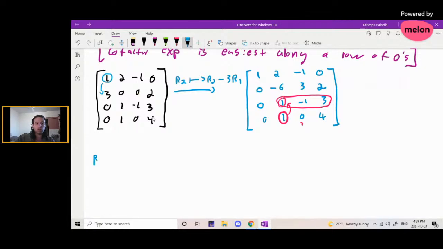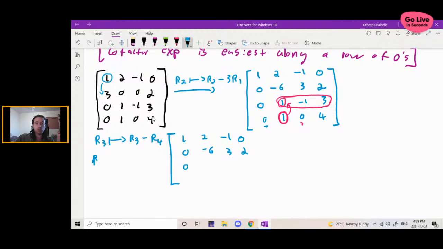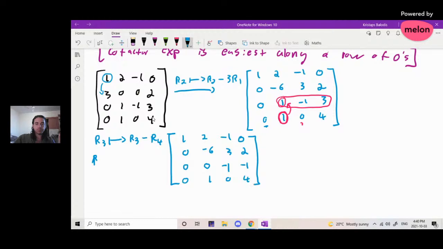So I'm going to go row 3, and I'm going to transform that into simply row 3 minus row 4. So I'm going to get 1, 2, minus 1, 0, 0, minus 6, 3, 2. Here, I don't have to worry about anything because this entry is 0. So this will be 0, 0, 1 minus 0 is still minus 1, and 3 minus 4 is minus 1. 0, 1, 0, 4. Okay.